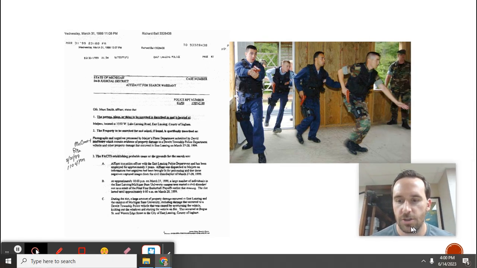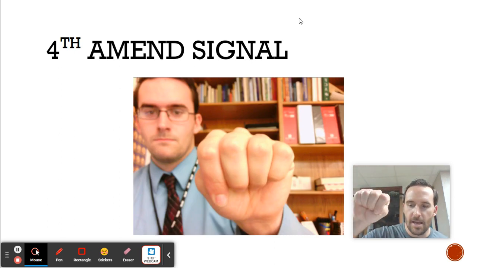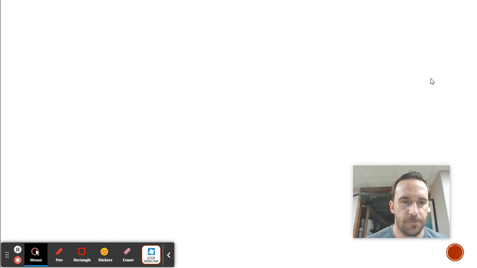This is what a warrant looks like over here on the left, and on the right we see some police officers training for serving a warrant. And for that, I've got my 4 fingers here knocking on a door. Because you've got to have your Fourth Amendment, the police have got to knock and have a warrant.